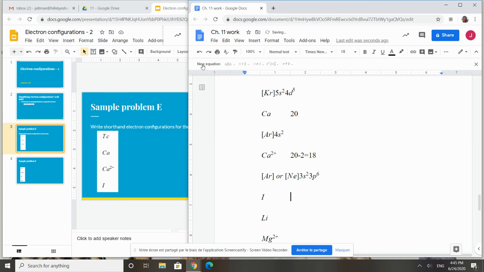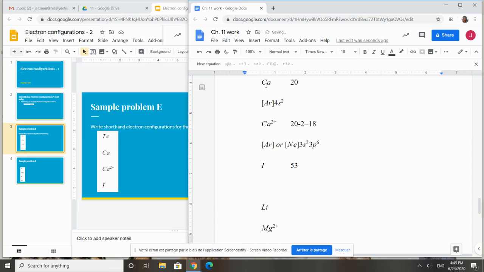And then for iodine, it is number 53. I go up a row and I see that the noble gas that is up one row is krypton. And then I go to the row that iodine is in, which is the fifth row. And then it's the fifth one in.